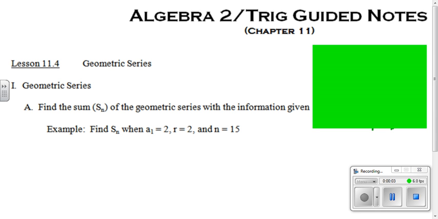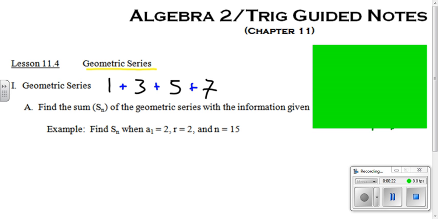Lesson 11.4 is all about geometric series. Now, just like an arithmetic sequence, say 1, 3, 5, 7, continuing on, would have an arithmetic series by adding them together. So we take our sequence and we add it. That's how we make it a series.